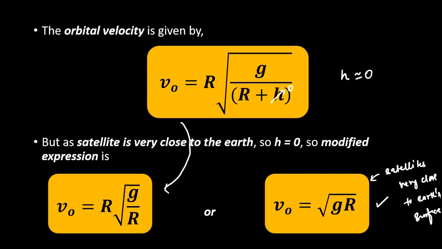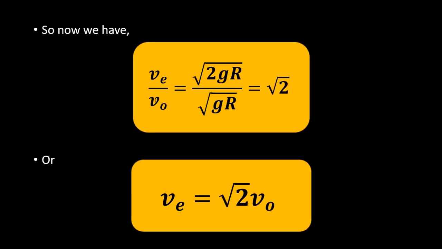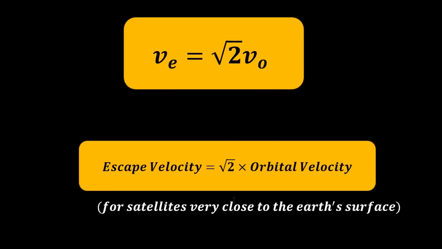So now if we take a ratio between the escape velocity and the modified orbital velocity for satellites very close to the surface of the Earth, it will be root over of 2gR by root over of gR. So root over of gR will get cancelled, and we'll have V by V0 is equal to root 2, or escape velocity is equal to root 2 times the orbital velocity. And again, the important condition is that this is only valid for satellites very close to the surface of the Earth. So why is this necessary?